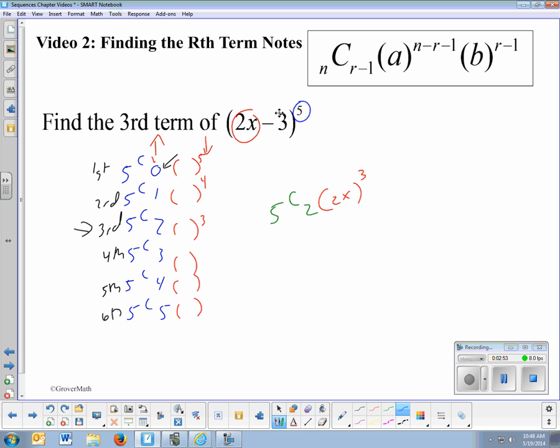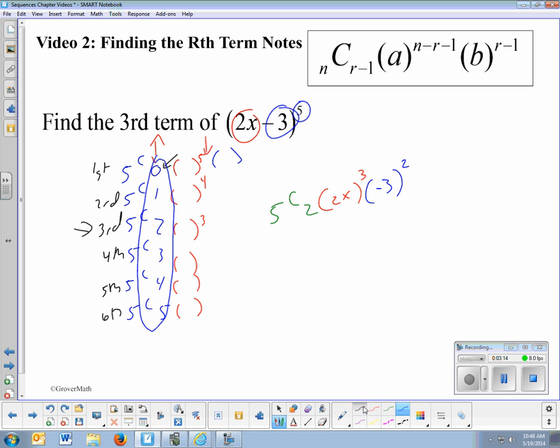And then our second term, negative 3. If you remember this column, it matches what this column does. It starts at 0 and goes up. So that exponent is always going to match this number. Because it's 5C2, this exponent is a 2.